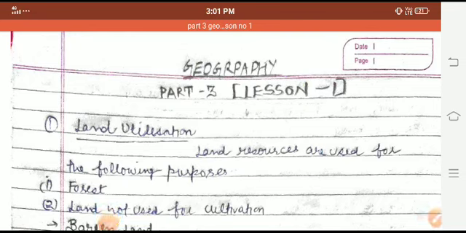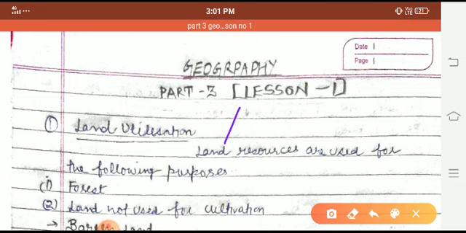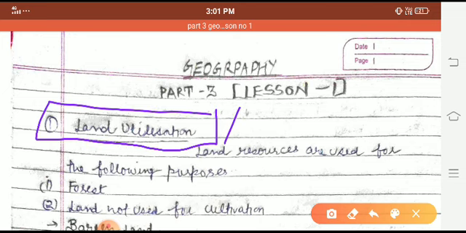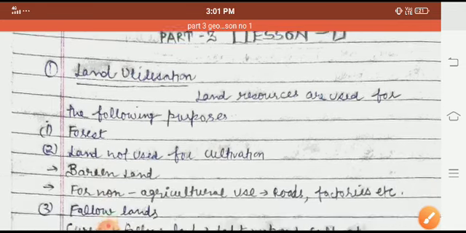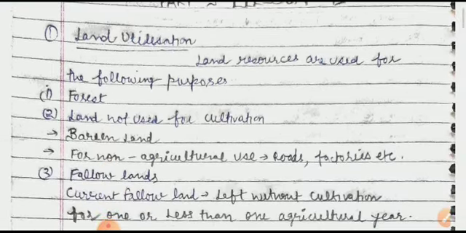So, this is part 3, Geography lesson number 1, Resource and Development. Land utilization. That means for what purpose land is put in use. That is called land utilization. So, we will see in India, land can be used for a variety of purposes.